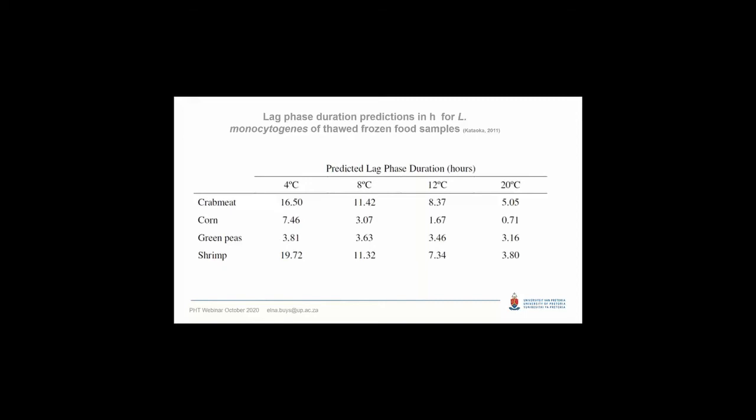What's interesting here is that we see crab meat, corn, green peas, and shrimp. And if we just look at the predicted lag phase for Listeria monocytogenes in these products, you can see how it would vary from 3 hours at 4 degrees to 19 hours for shrimp. So the type of food that you are actually thawing needs to be taken into account in relation to the microorganisms that you are expecting in your product.